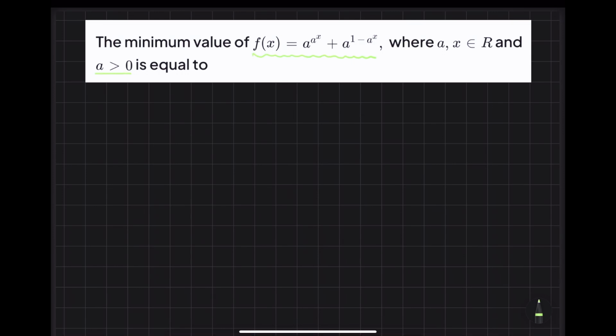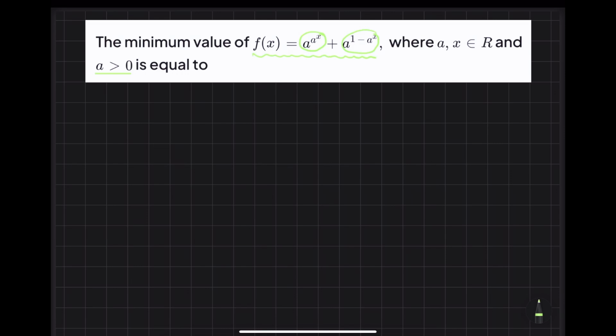Okay. So, if you observe, this number is a positive number, an exponential function. This is also an exponential function. Both are of the same kind because both bases are the same. Correct? So it is of the same category, and the question is asking about the minimum value, minimum or maximum.